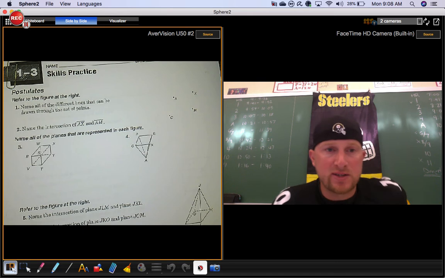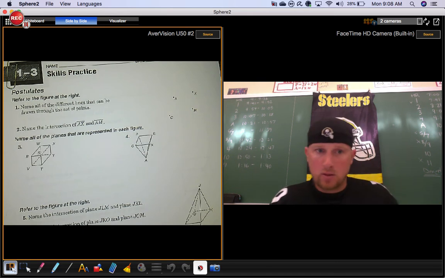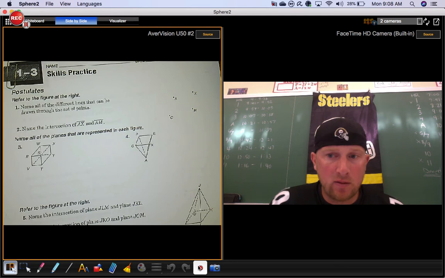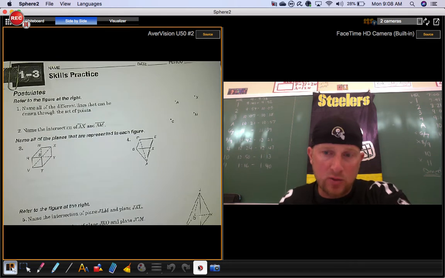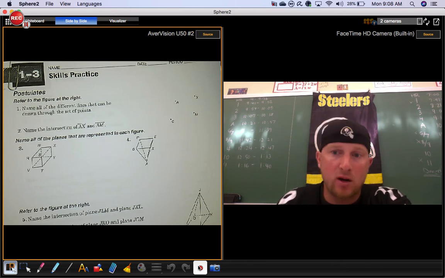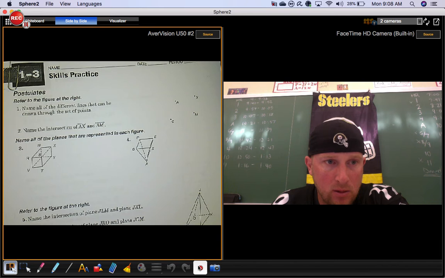Section 1.3 skills practice. We're going to do numbers 1 through 8. So this section is on postulates, which we know are geometric facts. All of these exercises are based off of those 4 facts. If you're not sure what those 4 facts are, you can refer back to your notes or the videos from before.